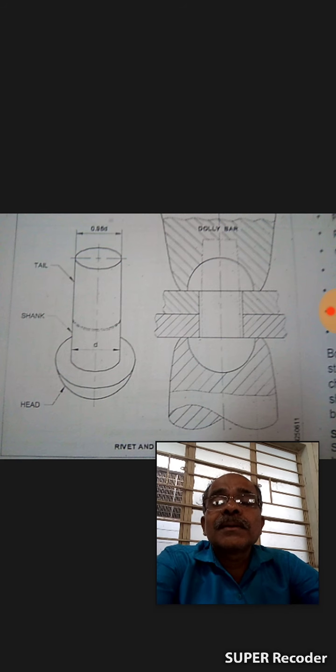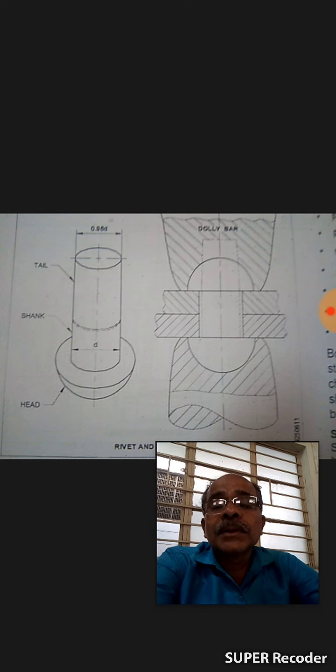I wish to tell something about the rivets and riveted joints today.